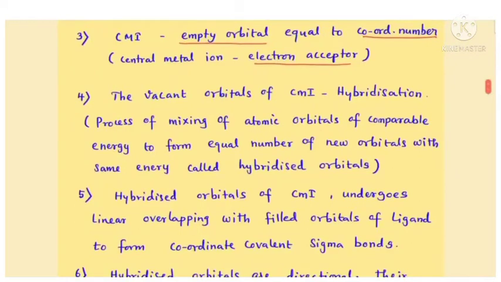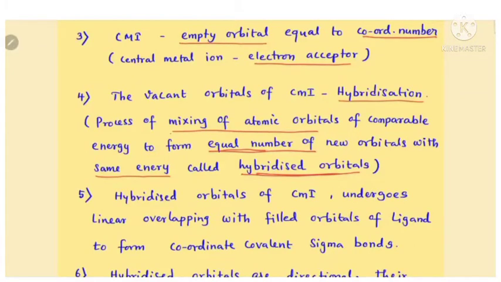Then point number 4. Before the central metal ion and the ligand form a bond between them, the vacant orbitals of the central metal ion undergo a process called hybridization. So what is meant by hybridization? It is the process of mixing of orbitals with comparable energy to form an equal number of new orbitals with the same energy. According to valence bond theory, the orbitals of the central metal ion having comparable energy undergo hybridization and are converted into an equal number of new orbitals with the same energy, and those newly formed orbitals are called hybridized orbitals.